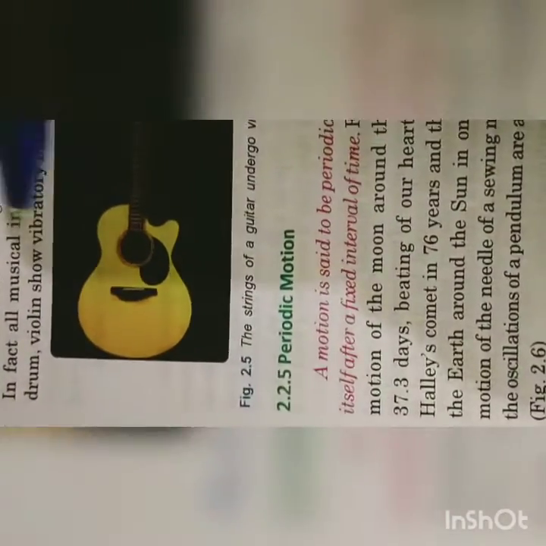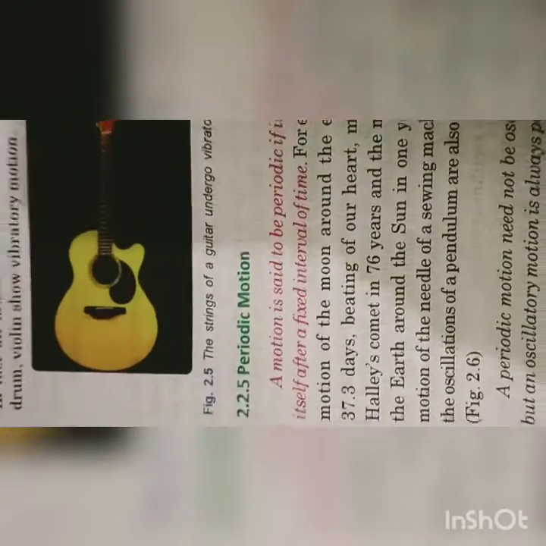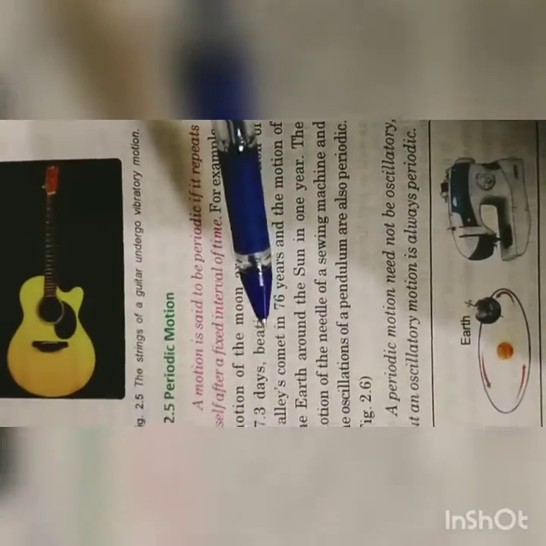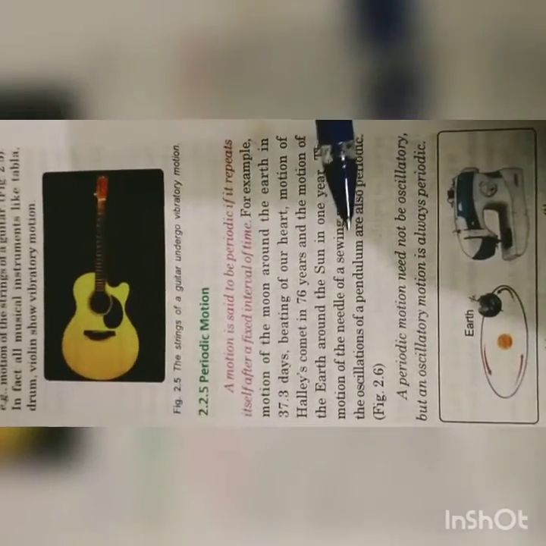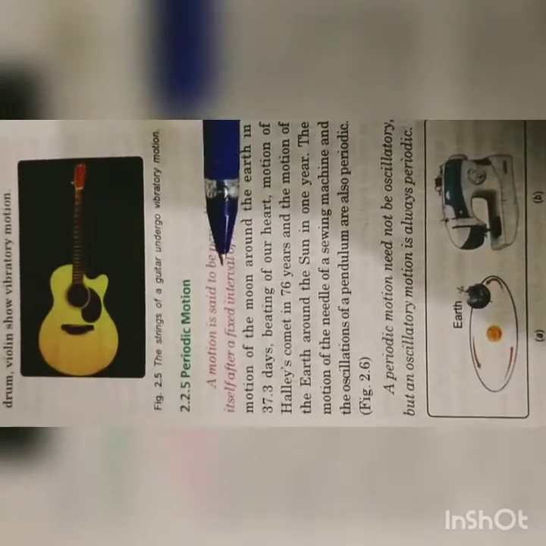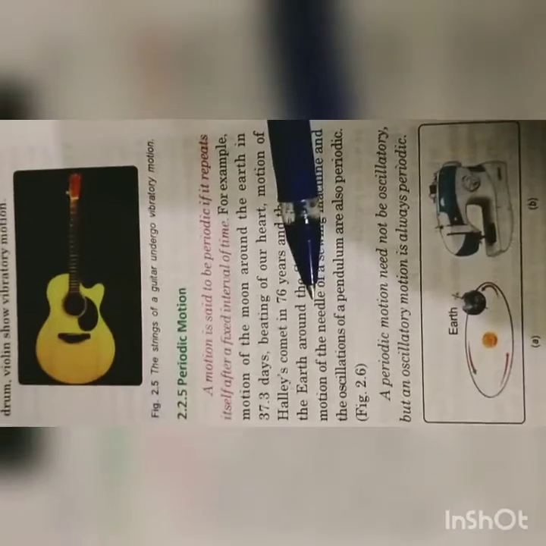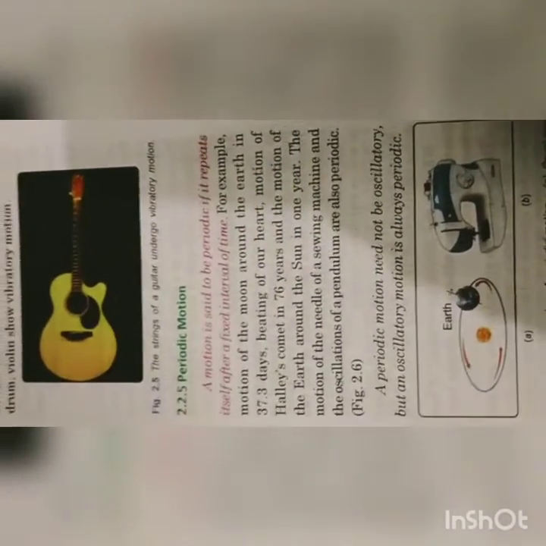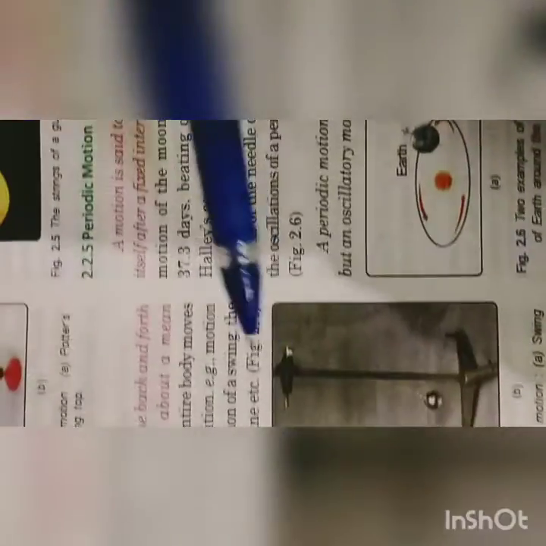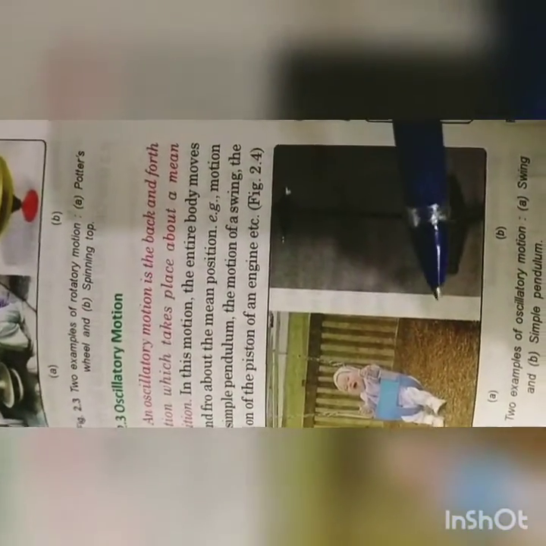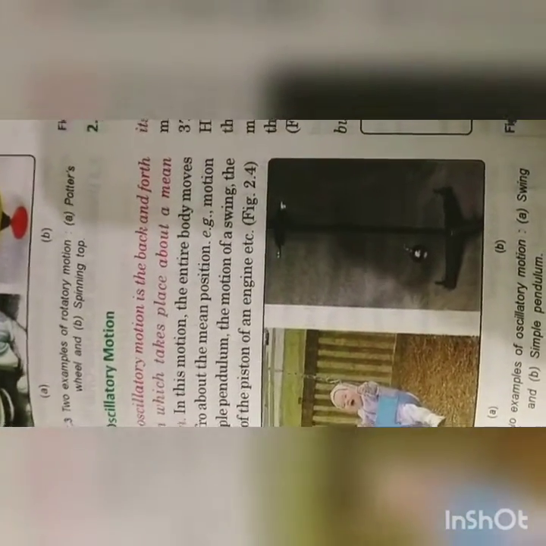Okay, then come to the next topic, periodic motion. Periodic means when a motion is for a fixed movement, it moves a fixed distance along a fixed path, then it is called periodic motion. Now here oscillatory motion is also periodic. Okay, because here also time is fixed. For one oscillation the time remains the same in a pendulum.